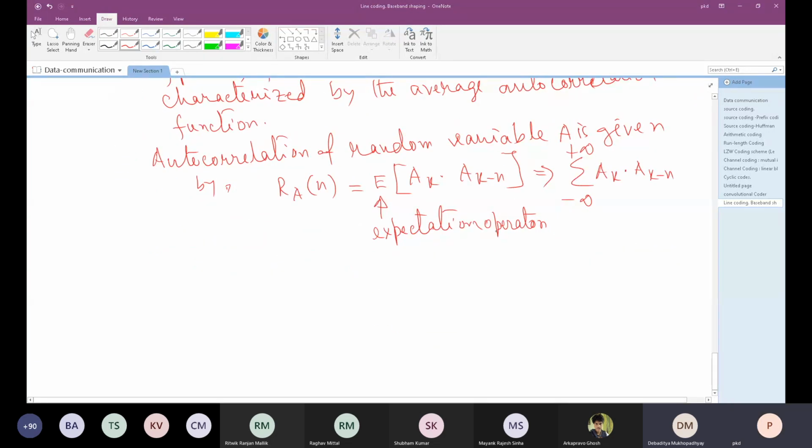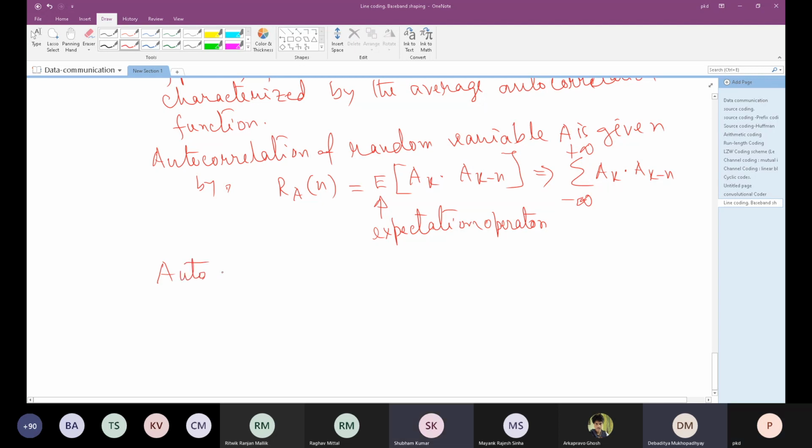So this summation can be done for the case of a stationary random process. Now, this autocorrelation is related to the spectrum.